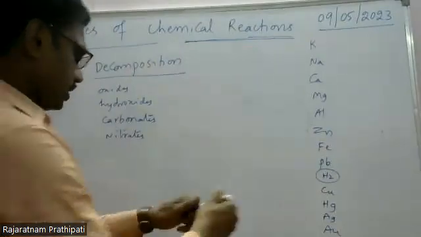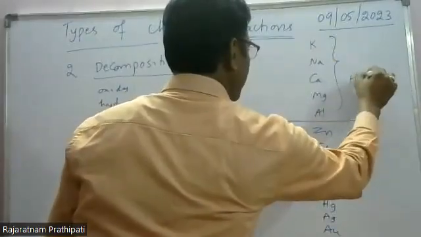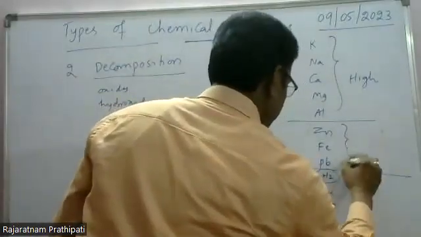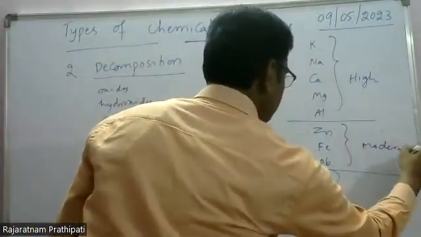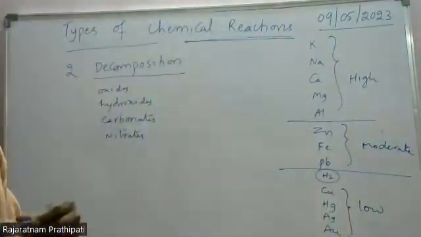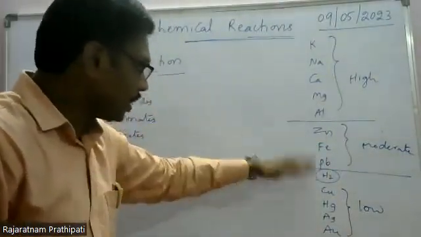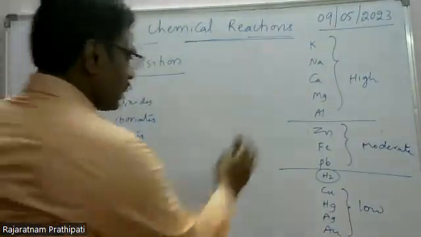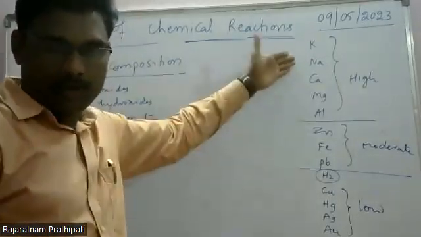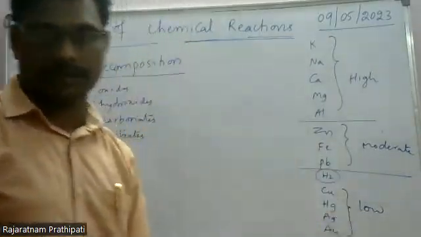In this activity series, up to aluminum, these are high reactive metals. Up to lead, these are moderate reactive metals. From copper onwards, these are low reactive metals. This is the position of hydrogen. Above hydrogen in the activity series, these metals are more reactive than hydrogen. Below hydrogen, these are less reactive metals, low reactive metals.